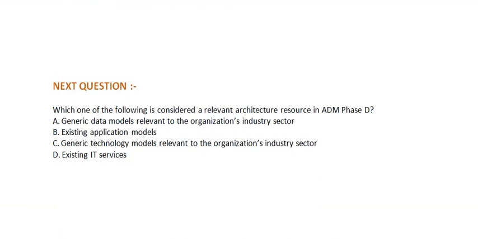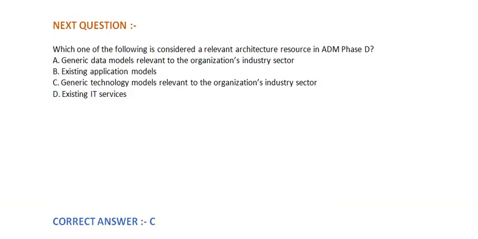Next question is, which one of the following is considered a relevant architecture resource in ADM phase D? Option A, generic data models relevant to the organization's industry sector. Option B, existing application models. Option C, generic technology models relevant to the organization's industry sector. And option D, existing IT services. The correct answer is option C.